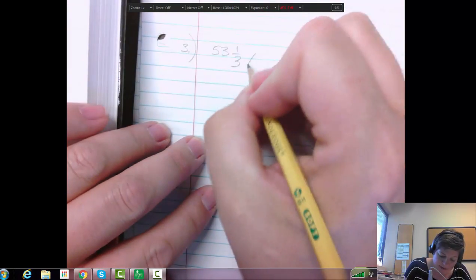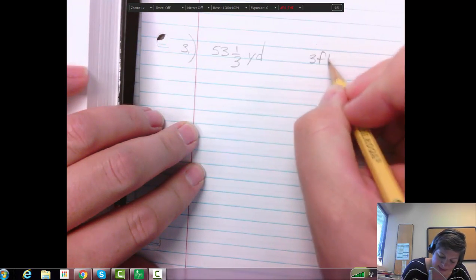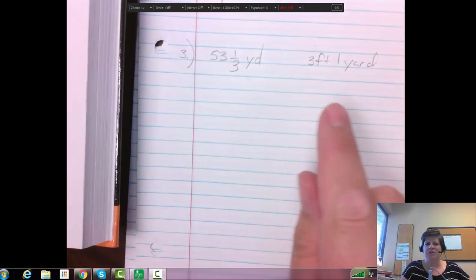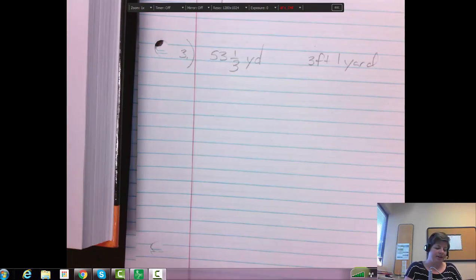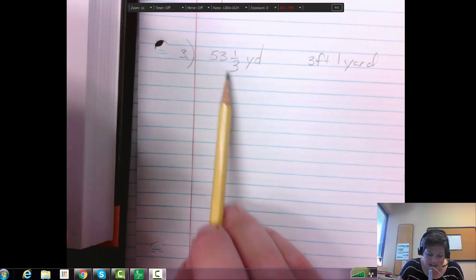And I'm going to write this one out on my paper too so that I can show you my way. Okay, so we have 53 and 1/3. And I want to change that yards to feet. So how many feet are in a yard? We know there are 3 feet in 1 yard. That's our conversion. You could totally look any of those conversions up on the calculator, on Google, on your computer. So let's start with changing this to an improper fraction.